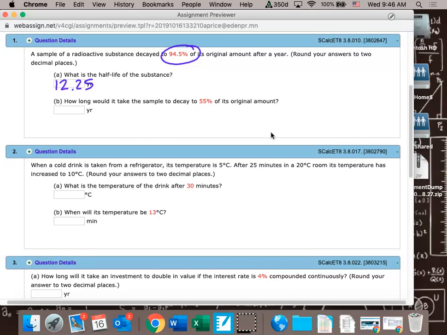Oh, you can't use my numbers because your numbers are different. You have 92.5 instead of 94.5, but we can do yours in 2 seconds, right? It's just ln of a half. So just bring this down, and instead of 0.945, you just do 0.925. Okay, so that's your first answer.